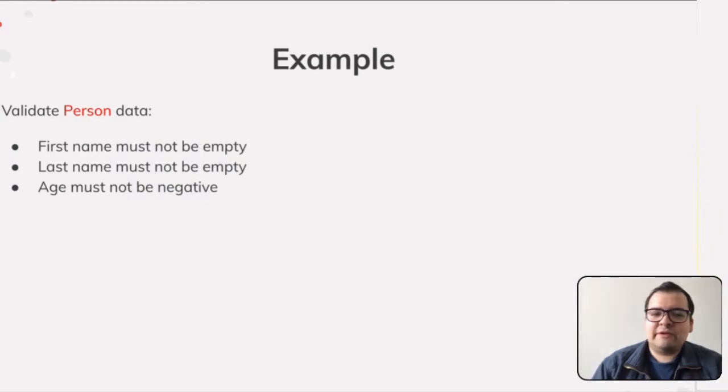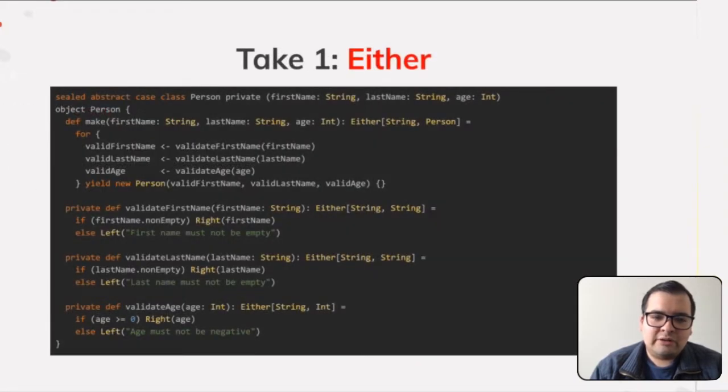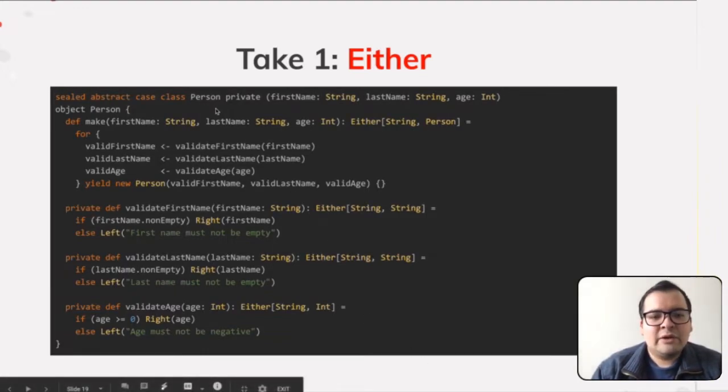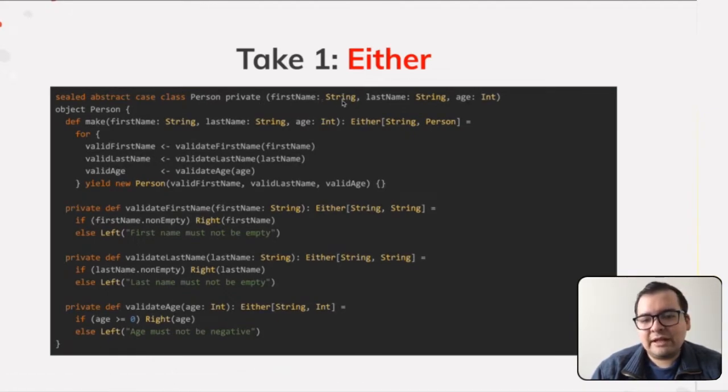So what's the motivating example we're going to use? A very simple one. We want to validate a person's data. So we want to check that first name is not empty, last name must also not be empty, and age must not be negative. So what will be our first approach? I'm going to use the Either data type that comes with Scala. As you can see here, we have a Person data type that has 3 fields. First name, that is a String, last name, also a String, and age, that is an Int.